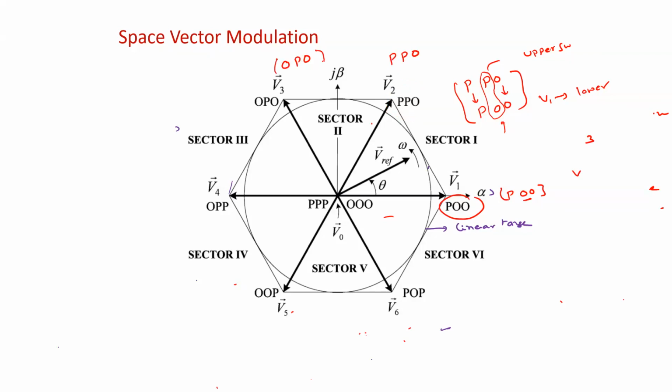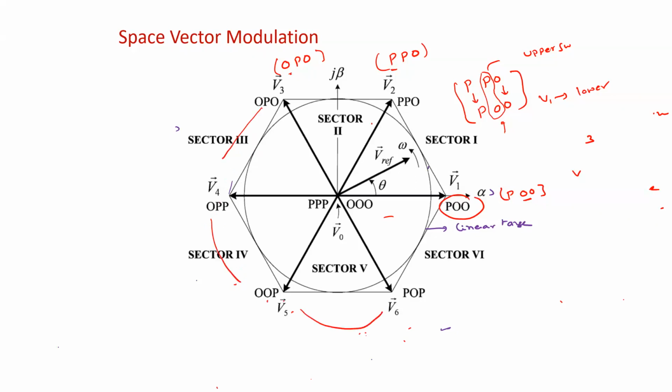So if you compare these two, right? When it is changing from V2 vector to V3 vector, which phase is affected here? A phase, right? So earlier A phase upper switch is on, so now A phase bottom switch is on, and B phase and C phase remain the same. Similarly, when it's moving from here to here, only C phase is affected. Similarly, when it's moving from here to here, only B phase is affected.